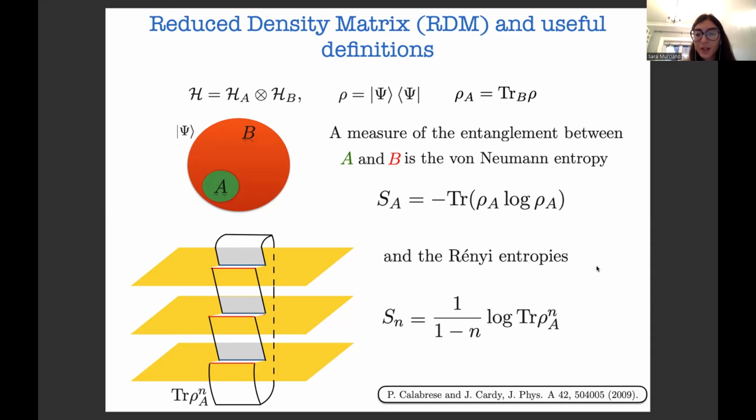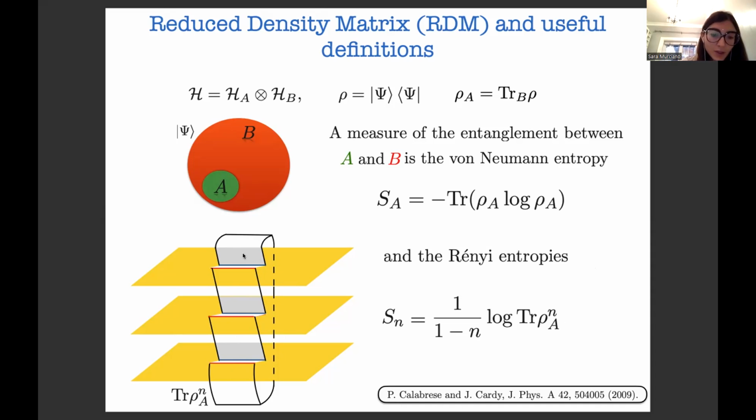So let's say an easier way to compute this quantity is to look at another family of entanglement entropies, which are the Renyi entropies. They are defined in terms of the trace of ρ to the n power, that now is a scalar quantity. In particular, it can be seen as a partition function on the n-sheeted Riemann surface.